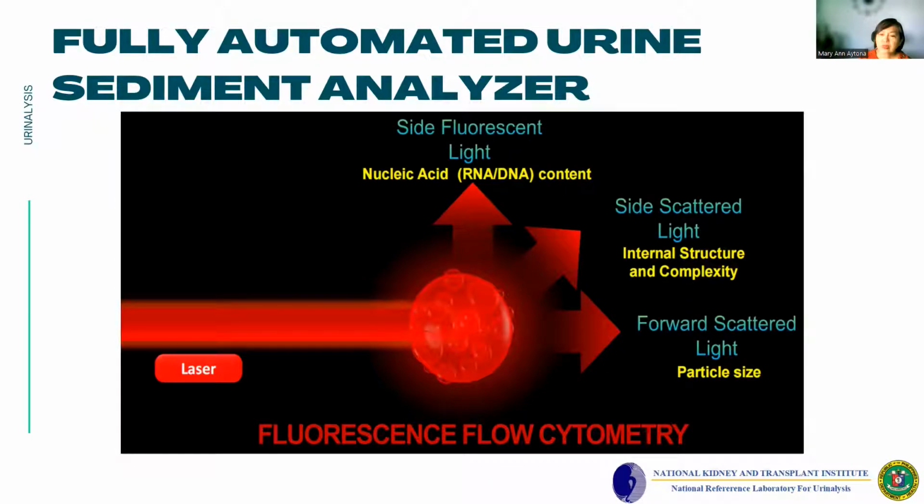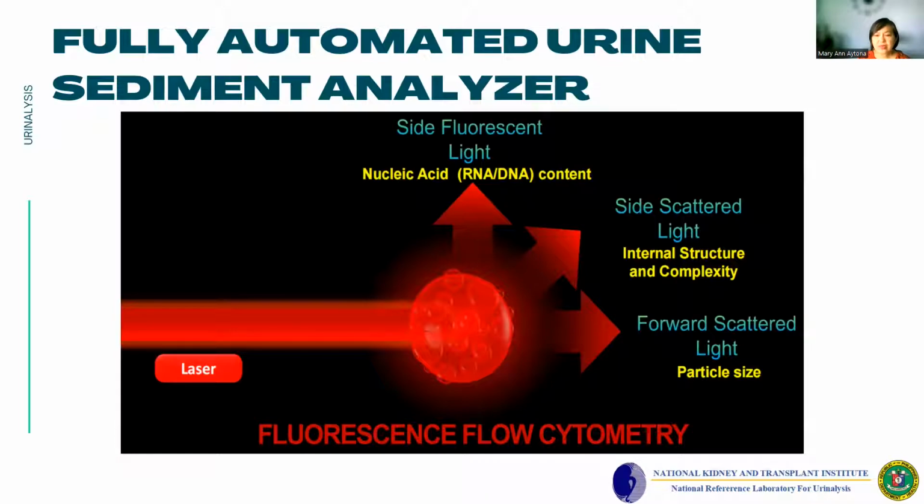In flow cytometry, we examine cells and particles while they are flowing through a very narrow flow cell. First, the sample is aspirated and proportioned, then diluted to a preset ratio and labeled with the proprietary fluorescence marker that binds specifically to nucleic acid.